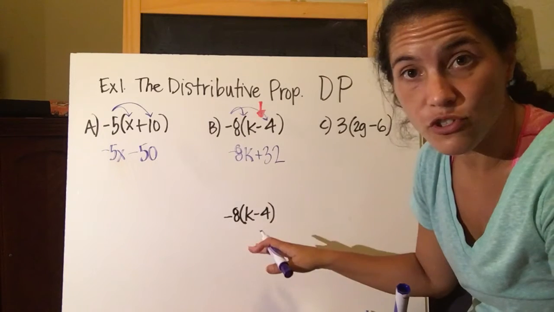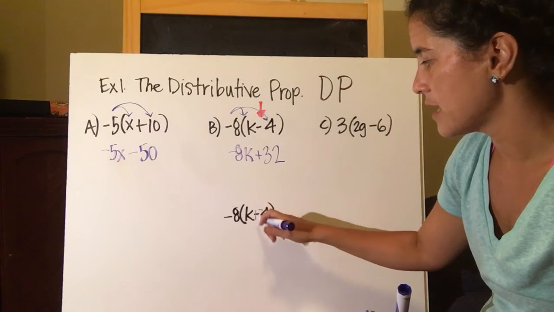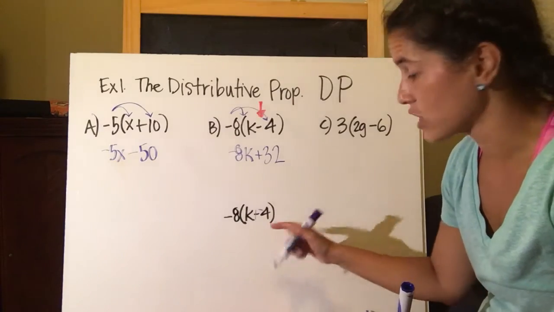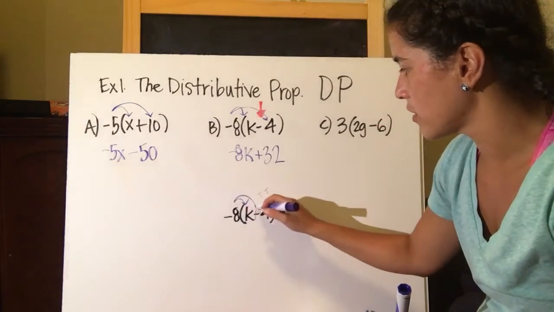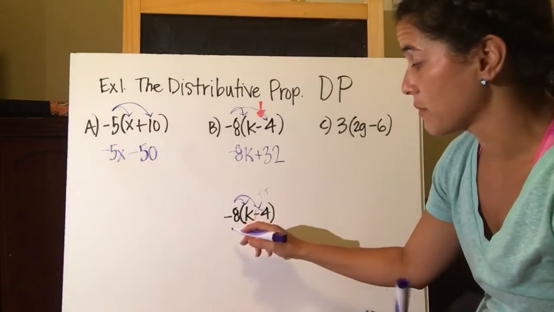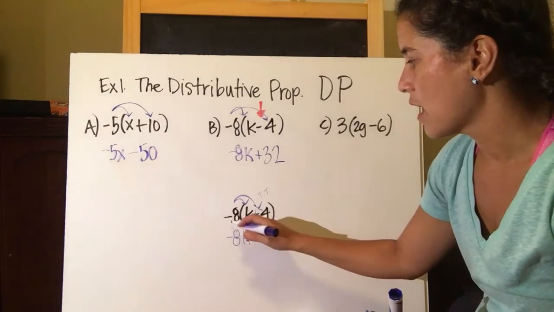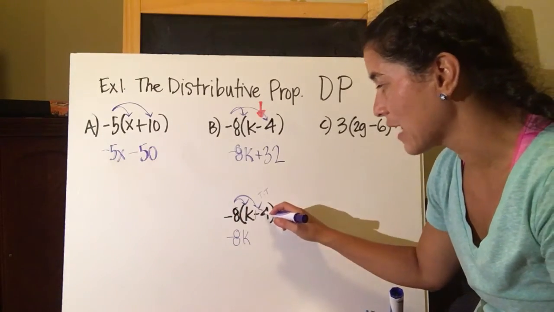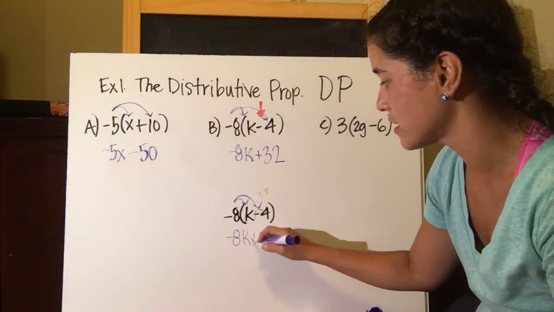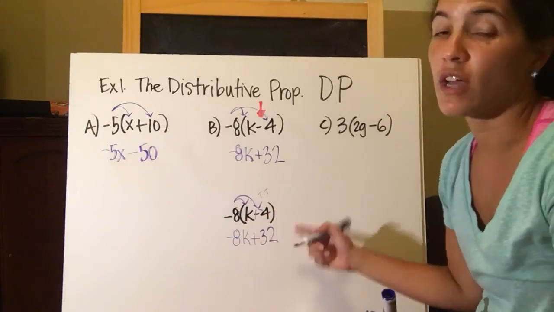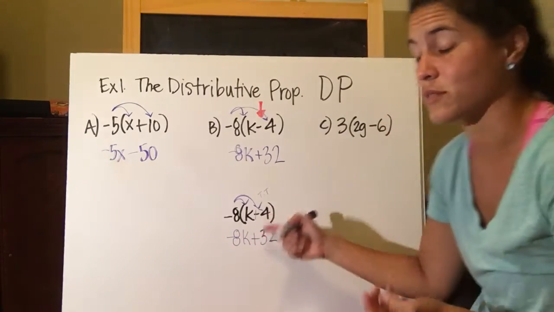Now, if you are not strong with your integer rules and you have a minus, then you can touch that twice, and now it's plus a negative. So I've touched it twice right here, and I can distribute. And I'm going to come out with the same thing. So -8 times k is -8k. -8 times -4. So now you see that it's a -4. -8 times -4 is a positive 32. So I come out with the same answer. If it helps you to touch twice, then please touch twice if you see a subtraction sign.